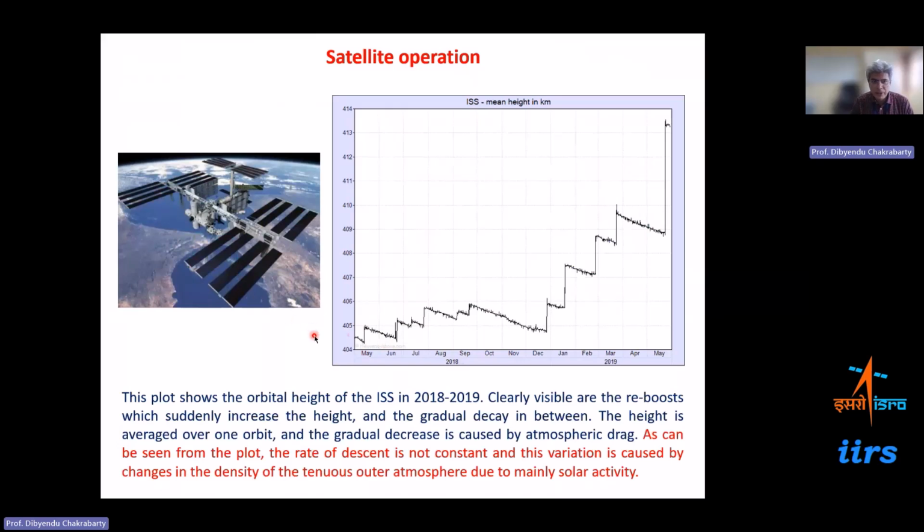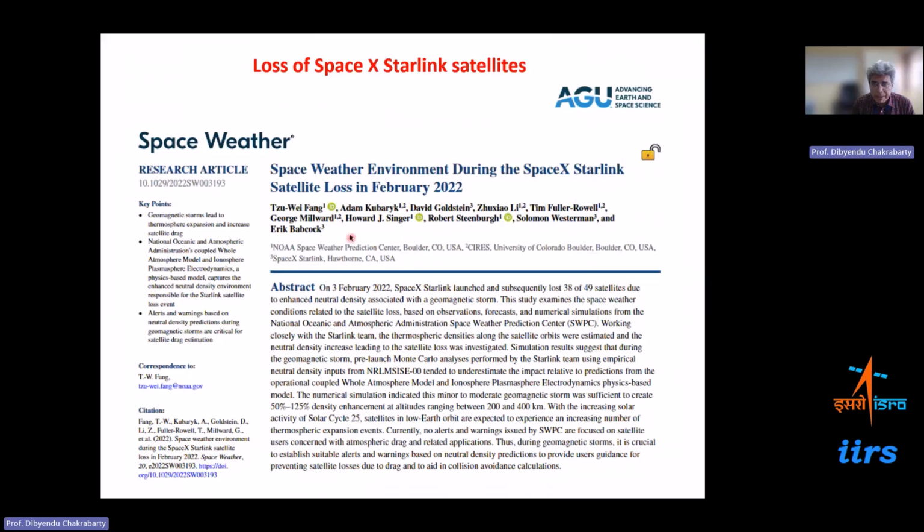As a result, the orbit maintenance of different satellites at different orbits, at low Earth orbit, becomes very crucial at that time. You have heard about the loss of SpaceX Starlink satellites, which happened in February 2022. Interestingly, 39 satellites, or 38 or 49 satellites, were lost because of these changes in the drag, because of a solar storm that had happened.